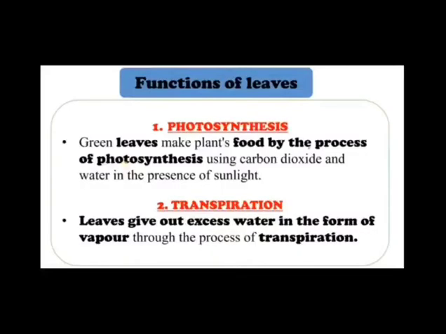Now we will discuss the two important functions of leaf. First one is photosynthesis, and the second one is transpiration. So what is photosynthesis? Green plants make food by the process of photosynthesis using carbon dioxide and water in the presence of sunlight. Okay, so photosynthesis is the process in which the green leaves make food with the help of carbon dioxide and water in the presence of sunlight and with the help of chlorophyll also.